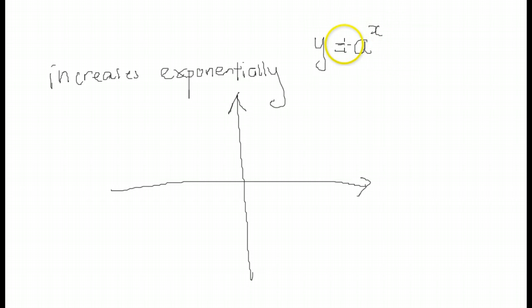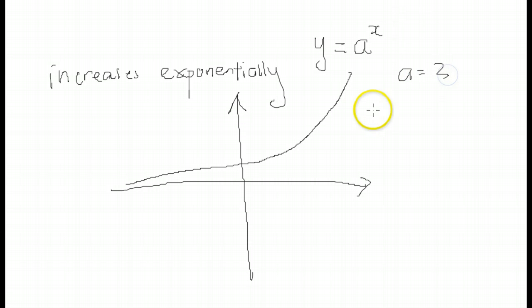So it'll be something like this. It will start increasing. Now take note that as x progresses, the value of y will increase at an increasing rate. Take for example, let's say a equals 2. So y would be 2 to the power of x.